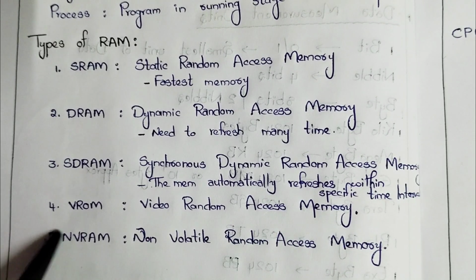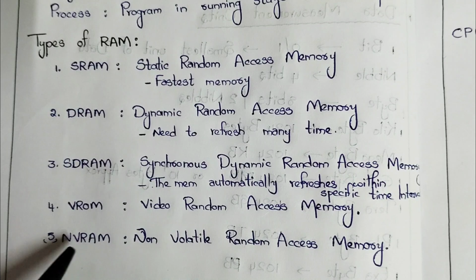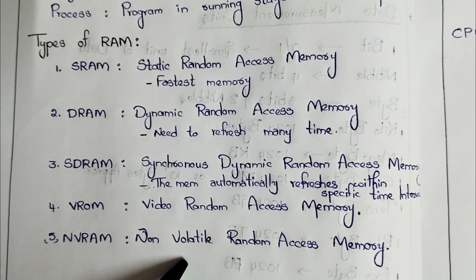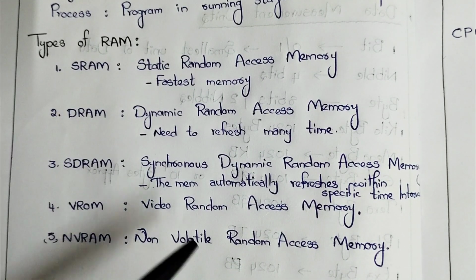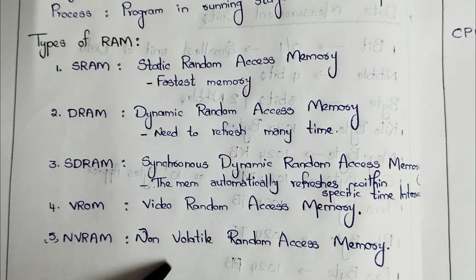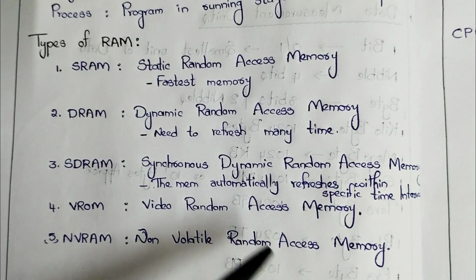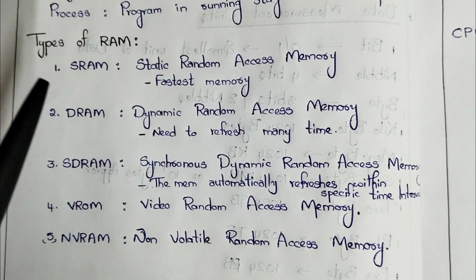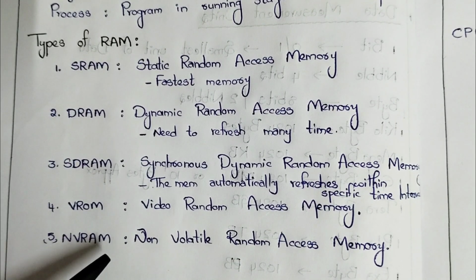This is used for big companies. As the name suggests, non-volatile. Volatile means the temporary one, so this will be non-volatile, meaning the permanent one, meaning the data is not lost. Non-volatile random access memory. Full forms, you need to remember this. This is important, okay?